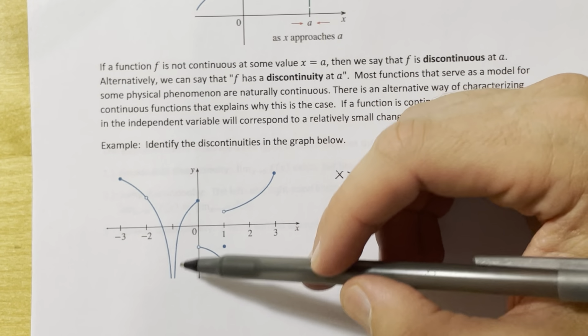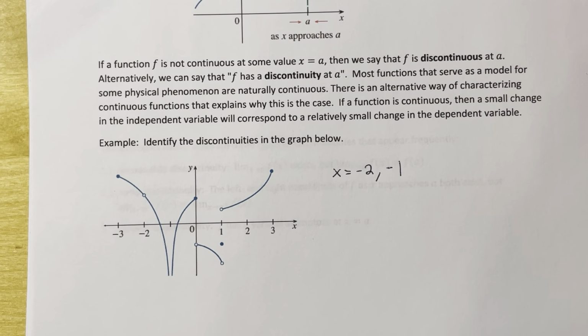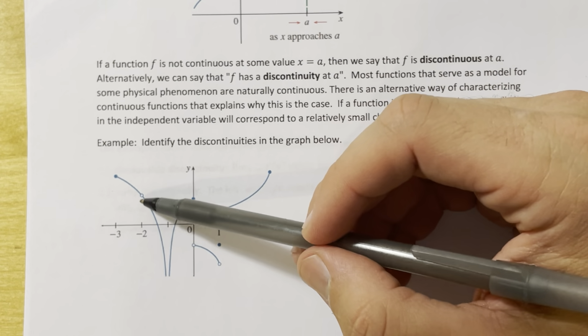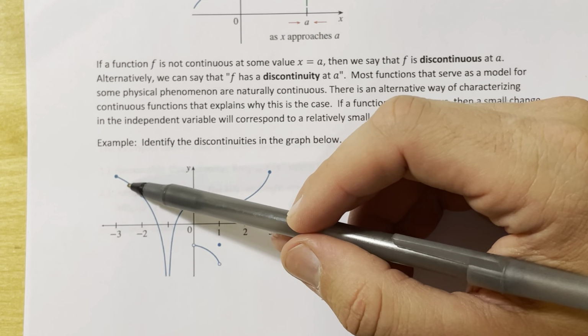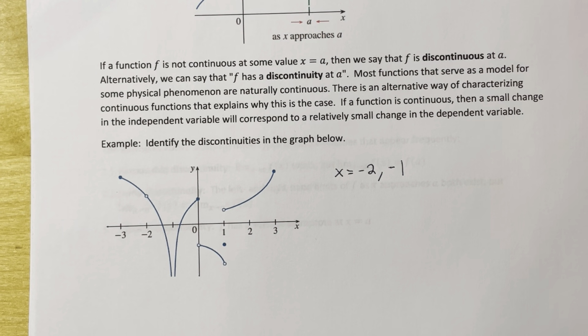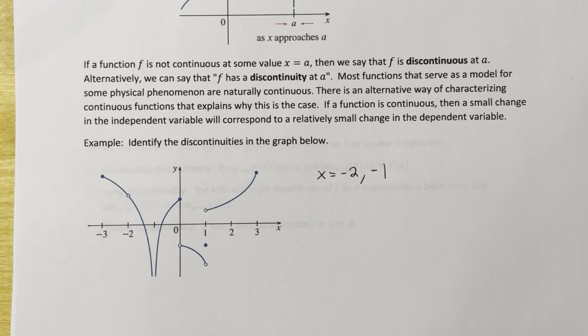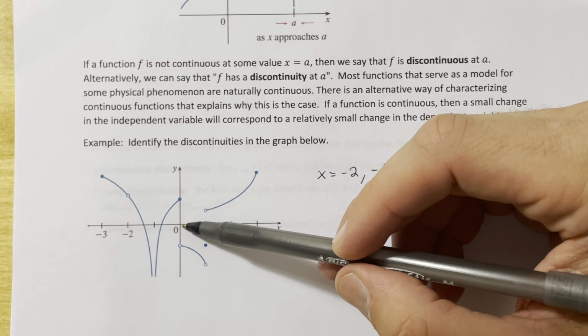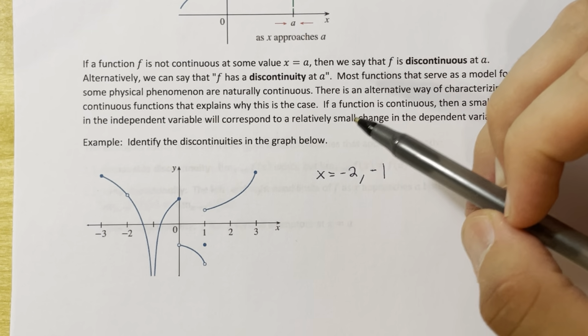Notice these two values gave us discontinuities, but graphically they look very different. One of them looks like a little hole where the graph sort of connects on both ends to that hole. The other one looks like an asymptote. So already we're seeing that discontinuities can take different forms. At x equals 0, we have yet another discontinuity.